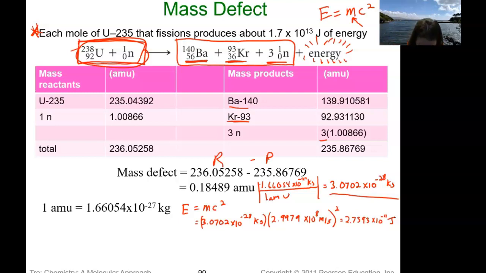We need to do a mole. So for 1 mole, we have 2.7593 times 10 to the negative 11th joules, 1 mole, right? But in 1 atom, I don't even need to do my unit conversions, you get this. This is 1 atom times 6.02, actually, I need to be more precise with my numbers here, 6.021 times 10 to the 23rd.